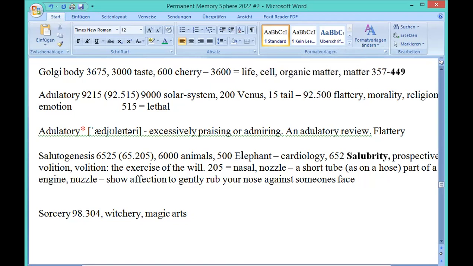I need to add a 0 to it. The 0 is the permanent memory sphere. So I'm climbing into the 0, which is the permanent memory sphere. So I climb into it, and 360. So the 3 here gives me a taste. So that's the 3000. 3000 is taste. And the 6 here gives me the 600 of the taste, which is cherry. So I'm tasting cherries.